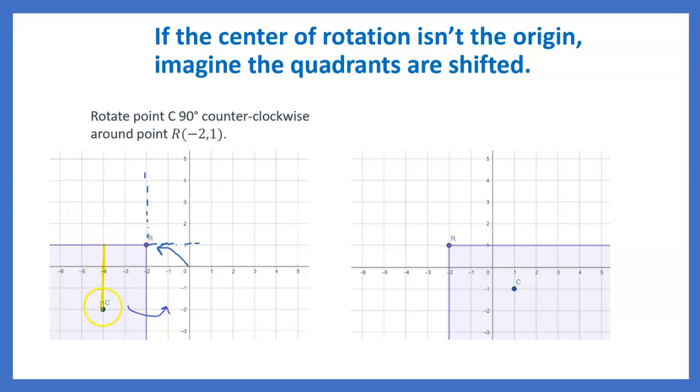I can draw my rectangle there. You can see it's 3 tall, 2 wide. We'll start at that same point, the center, and we're going to flip the rectangle on its side, 3 wide, 2 tall. We end up with this point C, which is 1, negative 1.